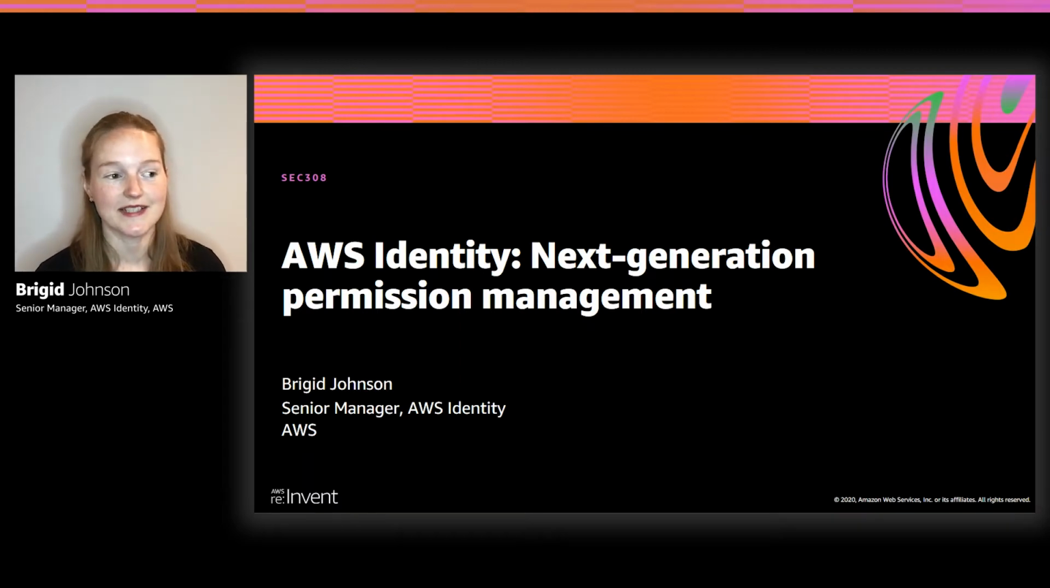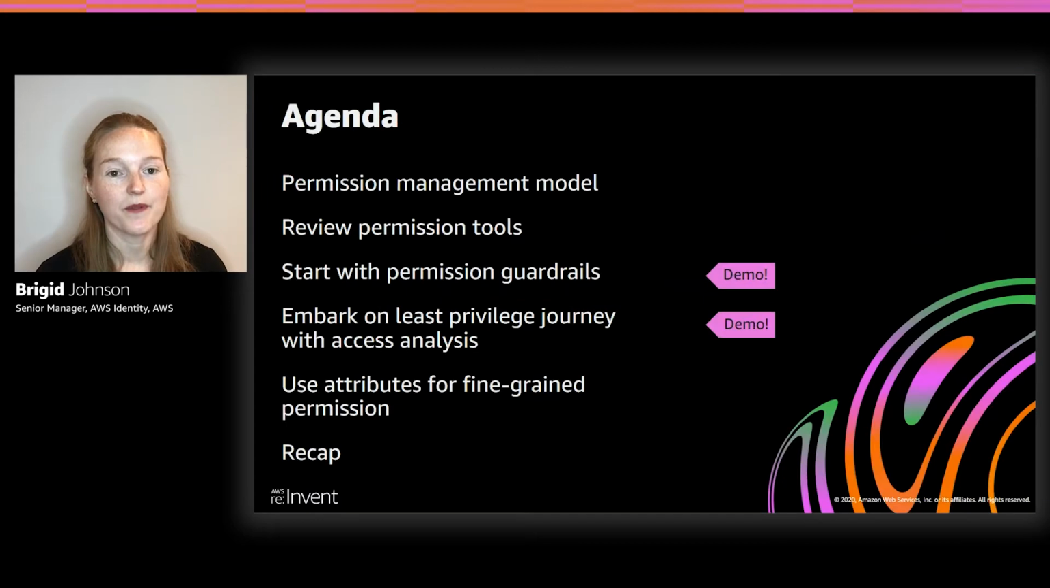So this is what it looks like. First, we're going to talk about the permissions management model and how you can think about permissions as you innovate within your organization with AWS. Then we're going to go into some permission tools. I did a little Twitter survey and everybody wanted to know the tools and how they work together. So we'll do a review with that.